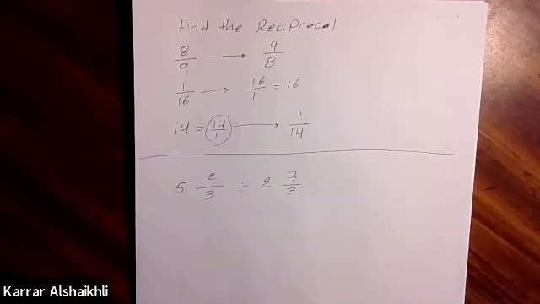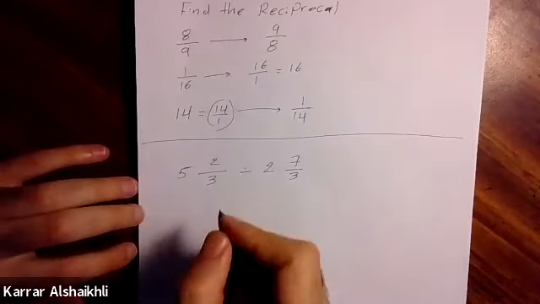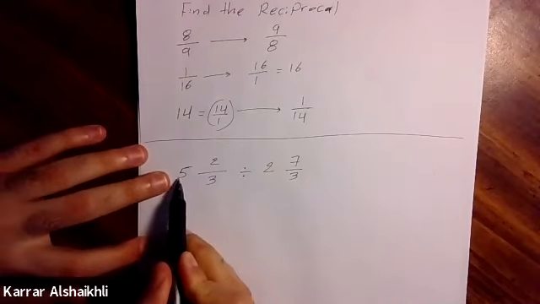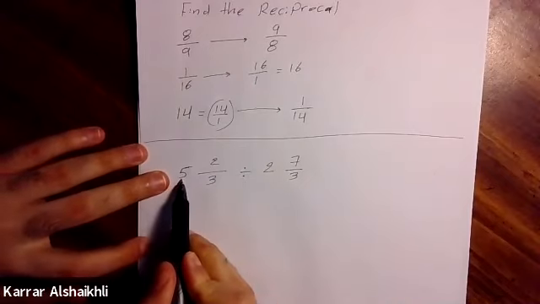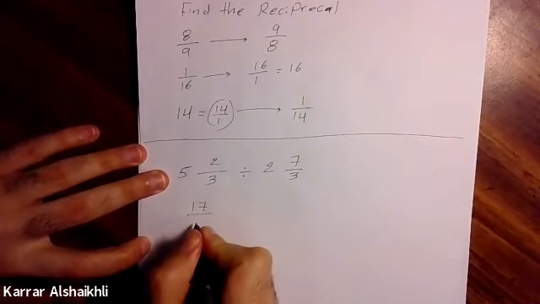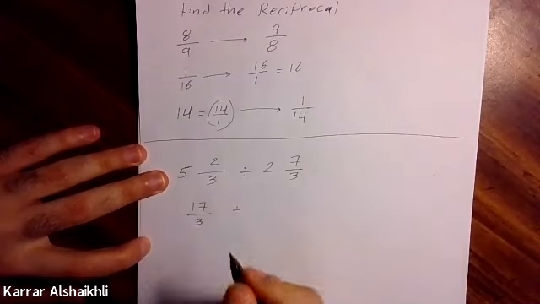So we can do the division. Let's convert the first one. 5 times 3 is 15. 15 plus 2 is 17/3. This is the first number, divided by.